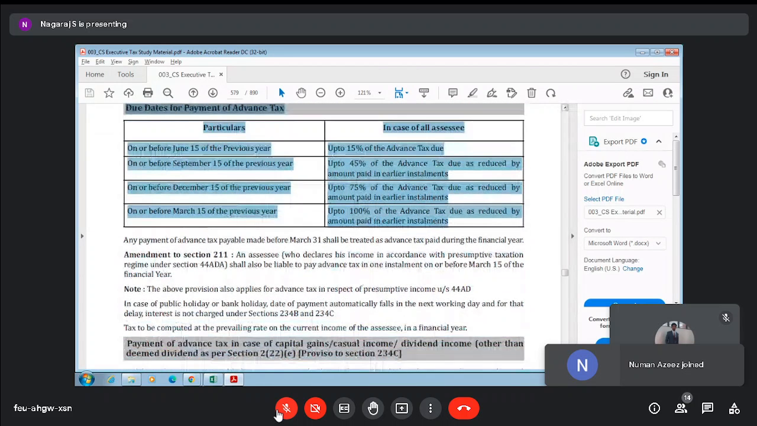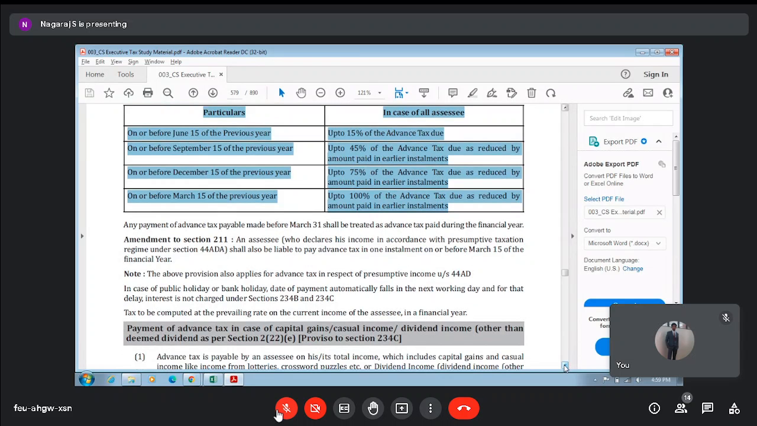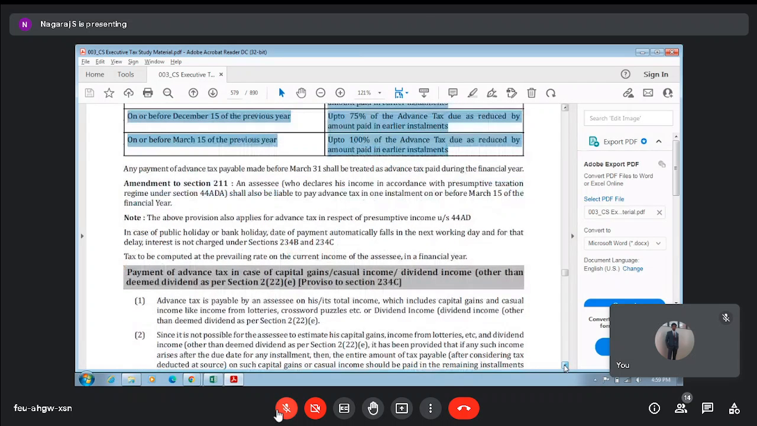This is all about advance tax. Understood? Yes, sir.